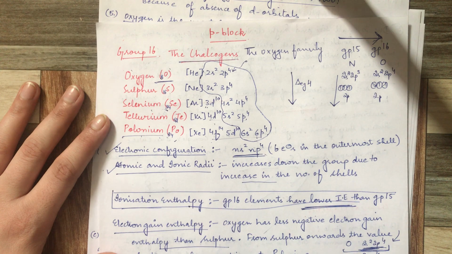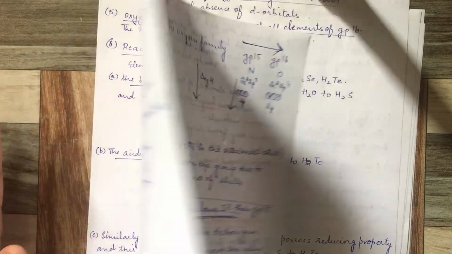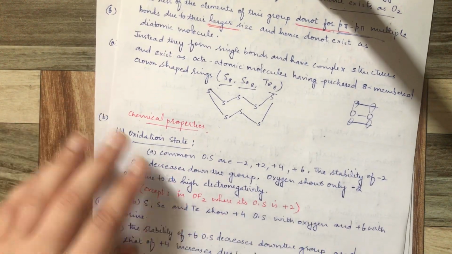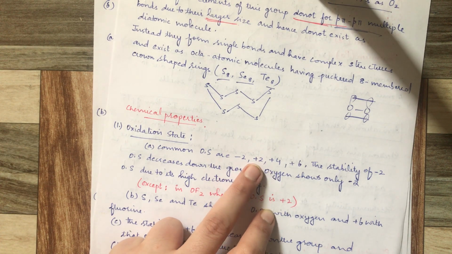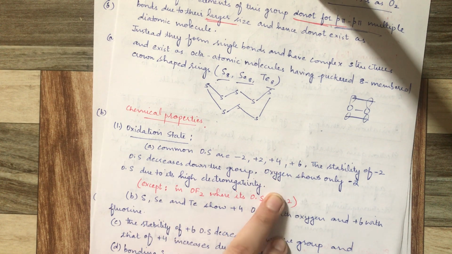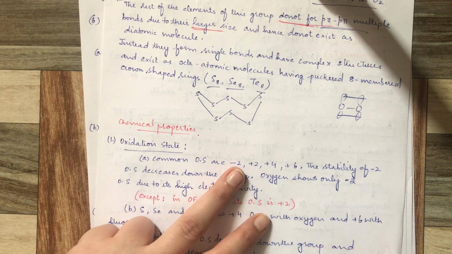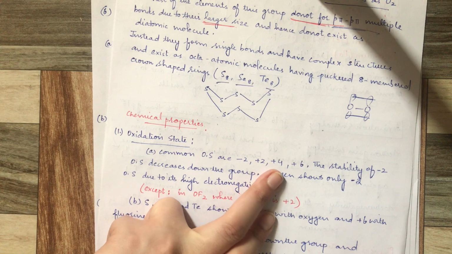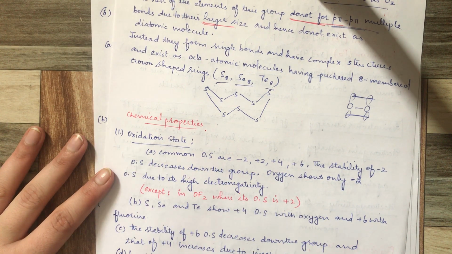Now if we talk about the positive oxidation states, what will they be? They will be +2, +4 and +6. So the common oxidation states are -2, +2, +4 and +6, right?